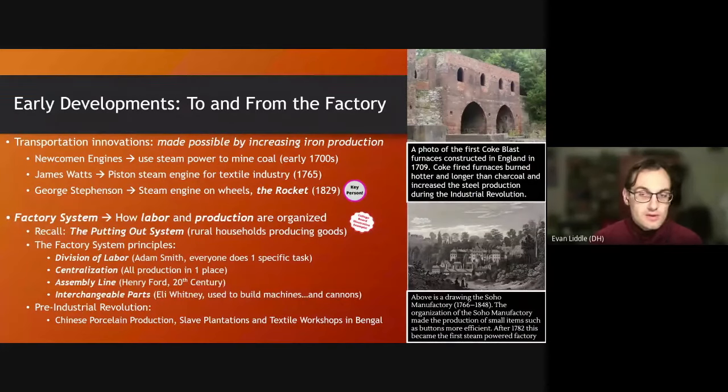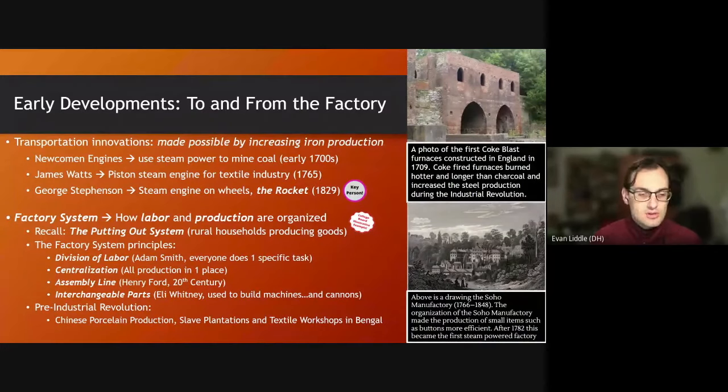Now, the other thing we usually think about when we think about the Industrial Revolution is the factory. And the factory really ought to be thought of as a system. A factory is a place of production, but the factory system represents a shift in how labor is organized. Instead of having everybody out in the countryside doing their own thing, we bring all the labor into one place, and everybody does one specific task. This is the division of labor.